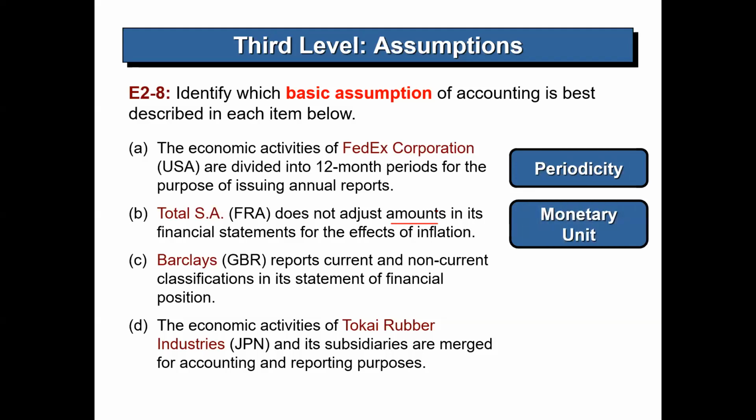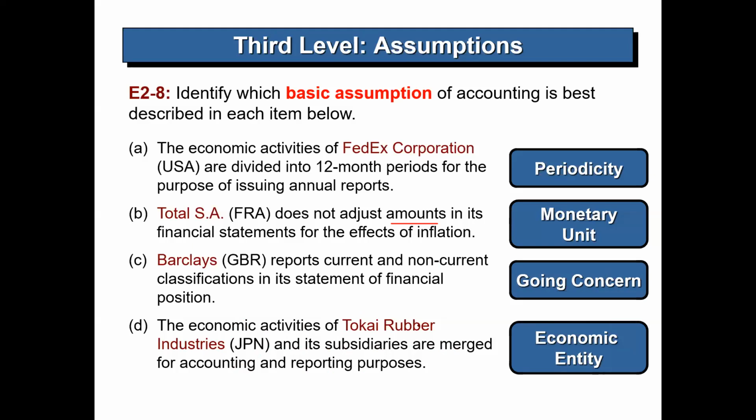Barclays reports current and non-current classification in its statement of financial position. We are talking here about going concern, because with current and non-current we are making resources available for the current period and for the future period. The economic activities of 2K Rapper Industries and its subsidiaries are merged for accounting and reporting purposes, and this is what you studied in 305, the consolidated financial statement, in order to make it one economic entity.